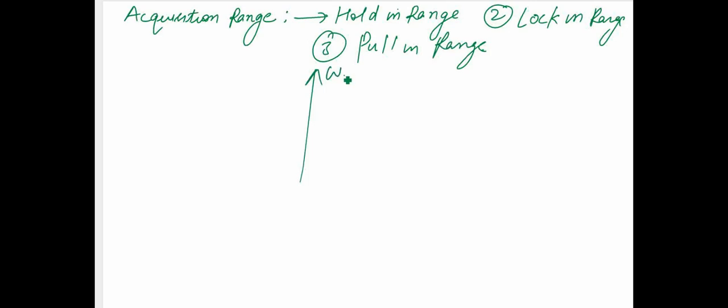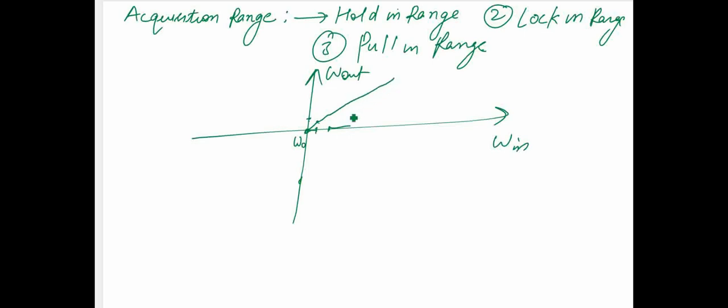If I'm drawing omega out with respect to omega in, this is the free running frequency. If I'm giving any change at the input here, this output frequency is able to track it. If I'm giving a change again, it is able to track. Again I give a change, it is able to track. Same in this direction.